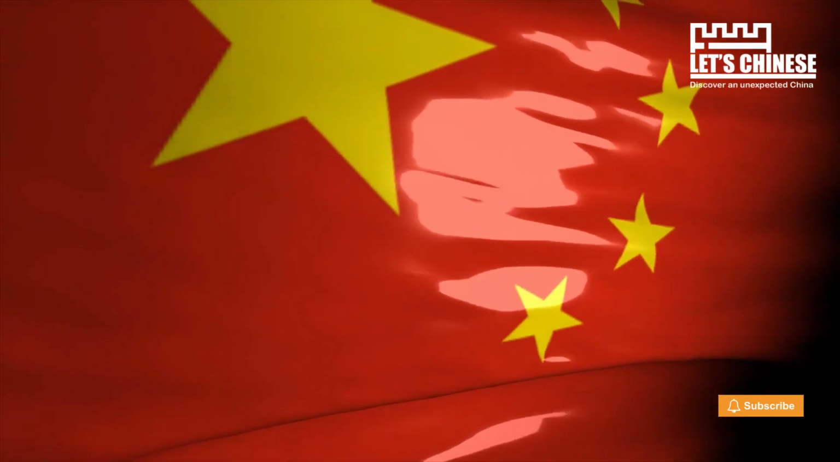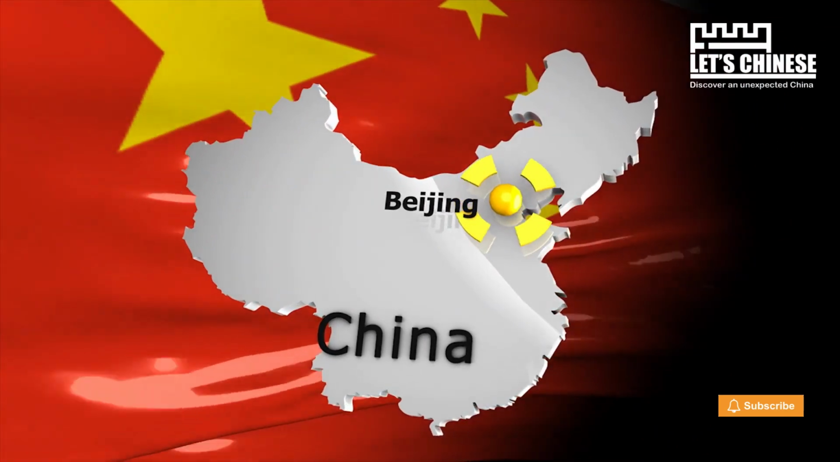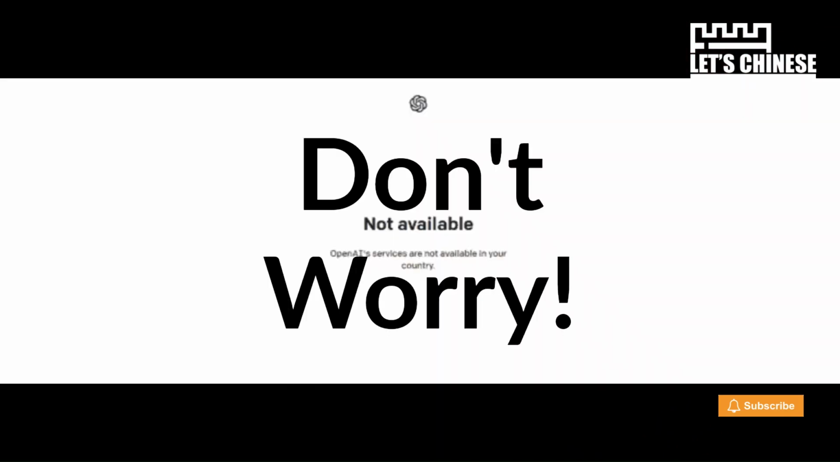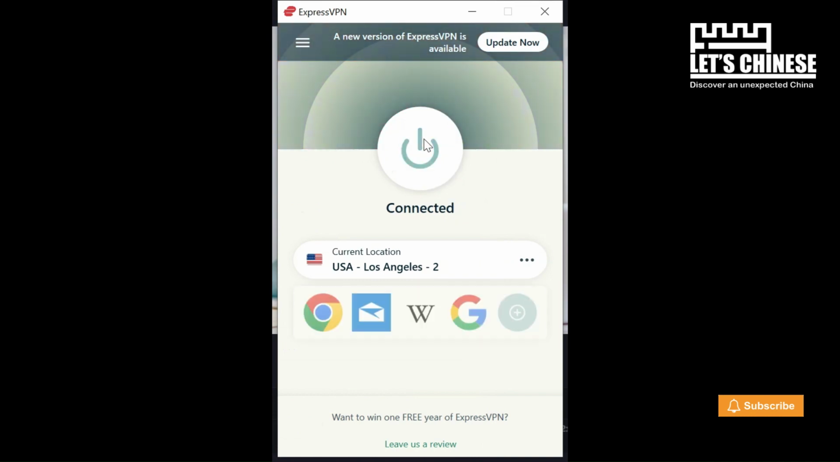However, if you're in areas like China or Hong Kong, you're probably so frustrated to see this page. Don't worry, here are steps for you to access ChatGPT. Step 1. Use a VPN to change your IP address from China to other countries where OpenAI's services are available, such as the United States, United Kingdom, etc.